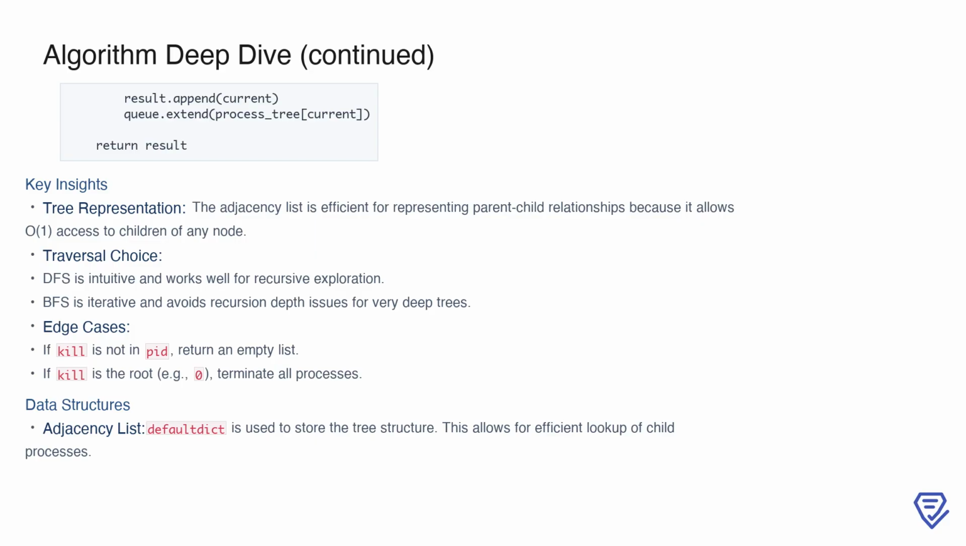For example, if kill equals 3, the queue initially contains 3. We dequeue 3, add it to the result, and enqueue its children, 1, 5. Next, we process 1 and 5, adding them to the result, and eventually enqueue and process 5's child, 10. The final result is 3, 1, 5, 10, identical to the DFS approach. The adjacency list representation is efficient because it allows O(1) access to the children of any node. Both DFS and BFS are viable traversal methods, with DFS being recursive and intuitive, and BFS offering an iterative alternative.